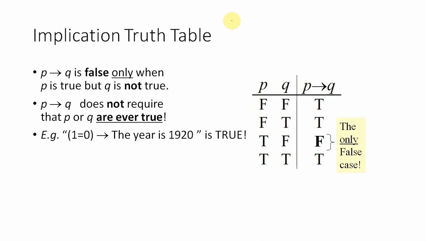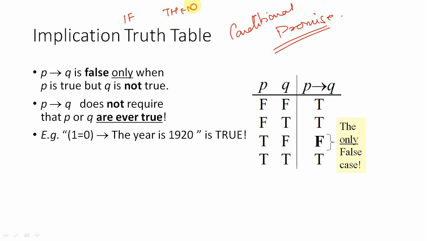Please remember, as I told you earlier, that implication is similar to a conditional promise, and the only way a conditional promise can be broken is if the if part is true and the then part is false.